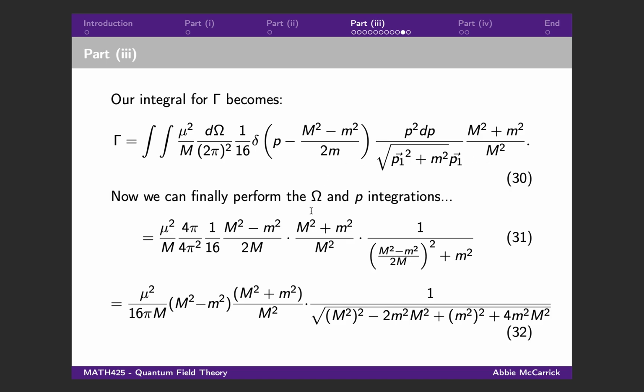Now we can finally perform our omega and p integrations as follows. We can get rid of these integral signs. The p integration quite nicely simplifies all of these momenta terms here, and the omega integration also simplifies these pi terms here for us, so we can get rid of these pi's, which is quite nice. So the omega essentially inserts a 4 pi for us to work with.